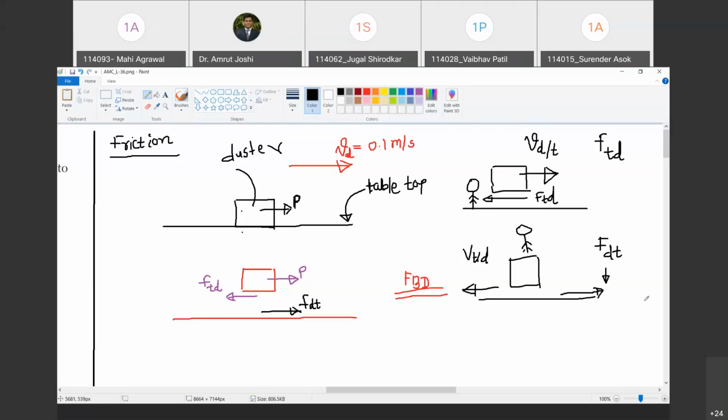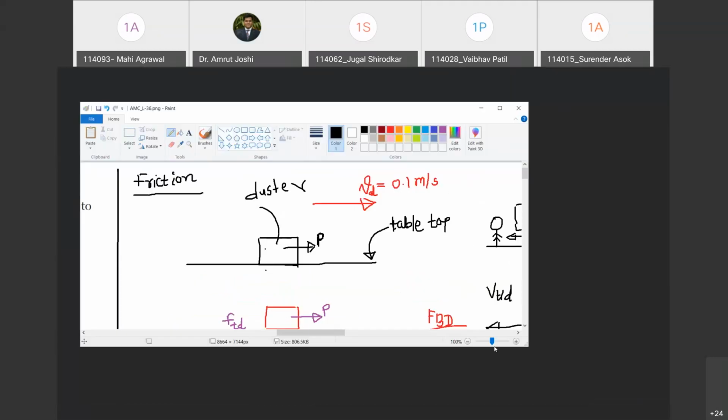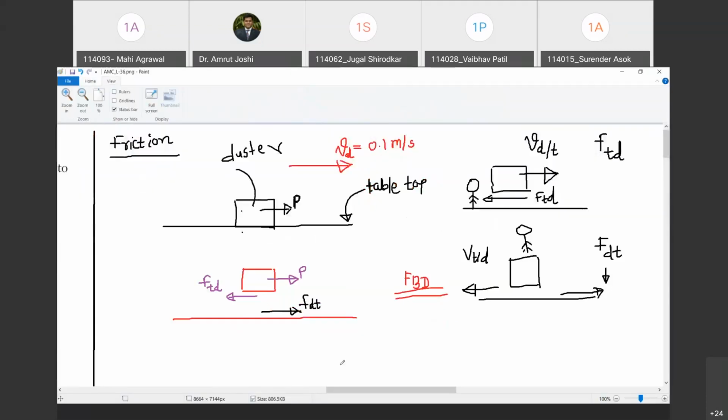And then the frictional force has a direction opposite to the relative velocity. Happy? Yes, sir. Let me find out whether you have understood this concept clearly or not. So I am going to take a small example and then we are going to stop for today. Are you with me? Yes, sir.